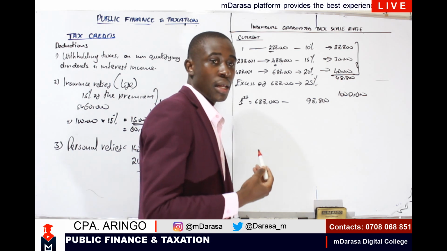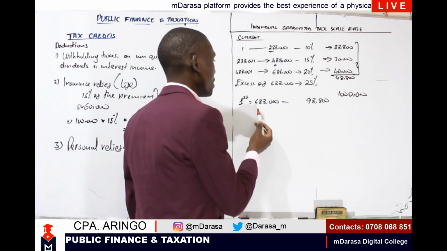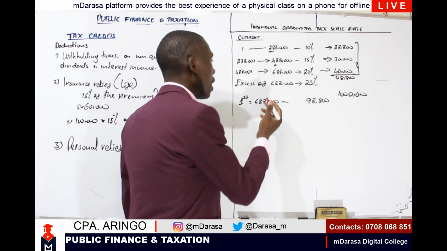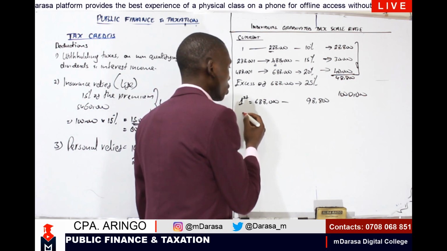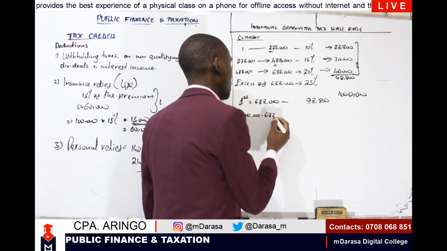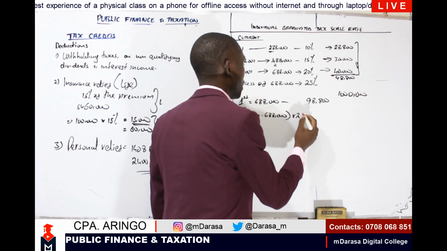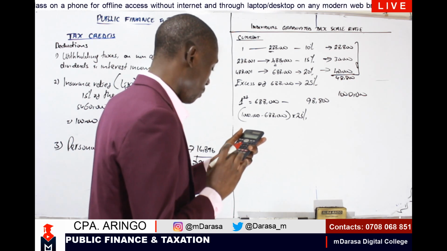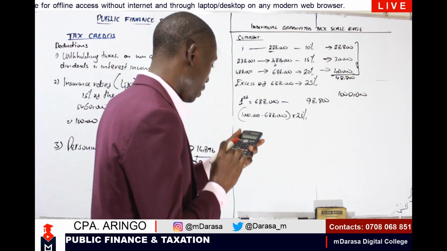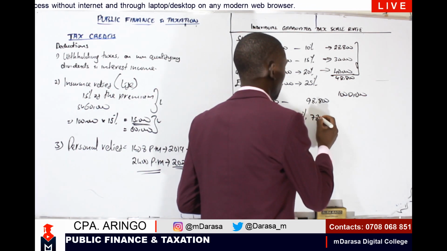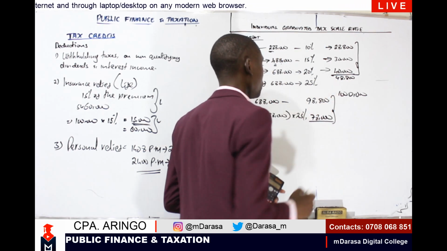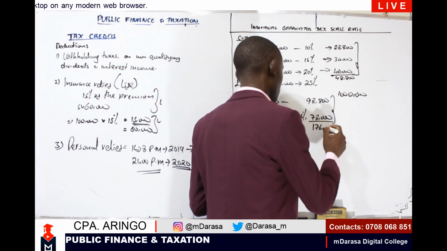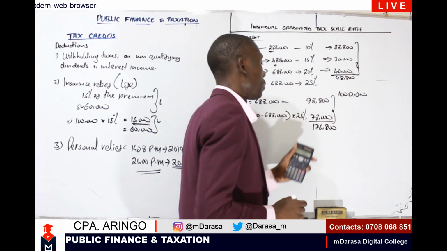So how will I determine the tax payable by this individual? I'm having the first 688,000 to be given 98,800, which I believe you can clearly recall how we determined. Now the excess of 688,000 will be how much? I should be talking of 1 million minus 688,000, correct? By 25%. So you should be talking of 78,000. 78,000 plus 98,800, we should be talking of 176,800. So this is the amount that this person is supposed to pay.